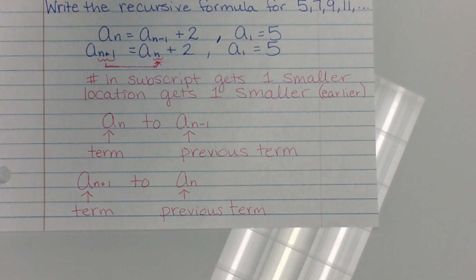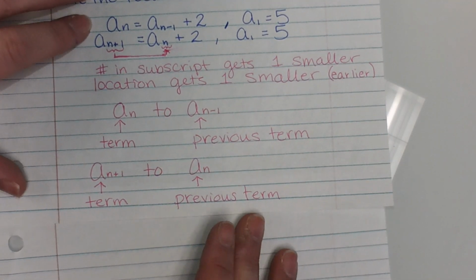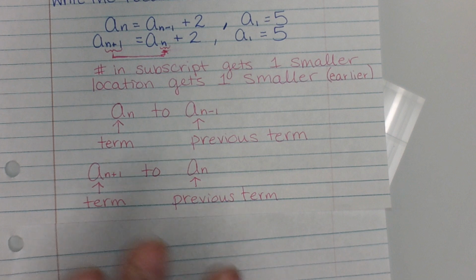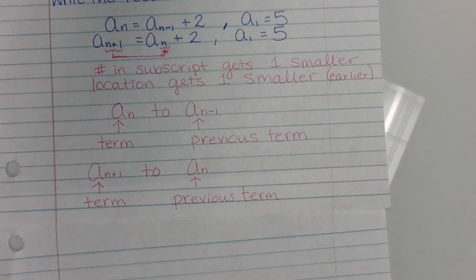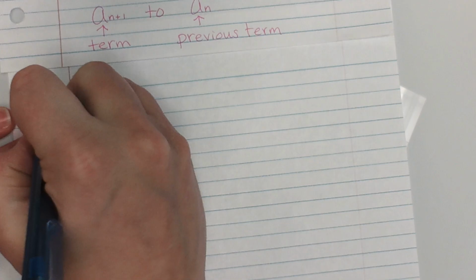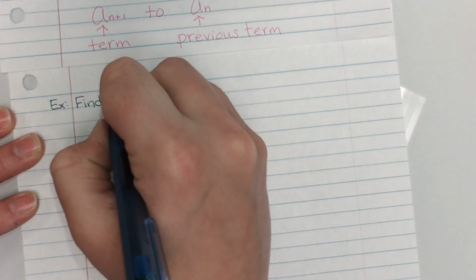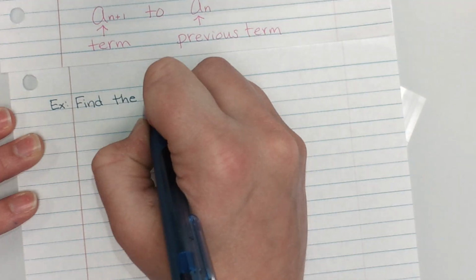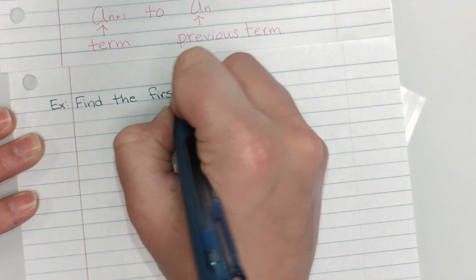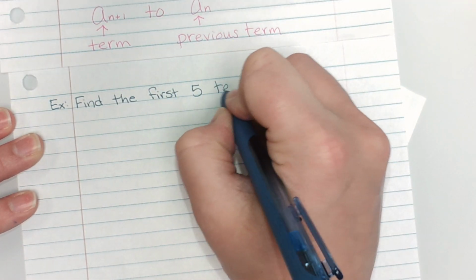Okay, what are we going to do with this information? Today, we're just going to have one set of instructions that we're working with today, and the set of instructions is: find the first 5 terms of the sequence.